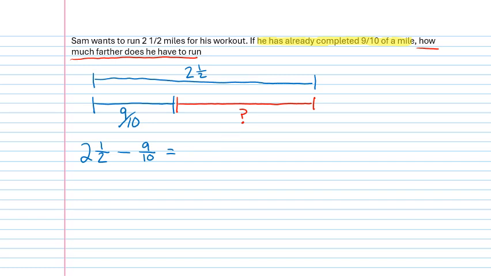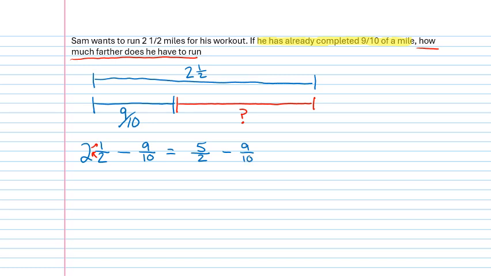All right, so we're subtracting here. We have a mixed number and a fraction. So I'm going to focus on that mixed number right here and convert that to an improper fraction. So we multiply 2 times 2 plus 1 is 5. 2 times 2 is 4 plus 1 is 5. So that becomes the improper fraction, 5 over 2, and then we're still subtracting this 9 over 10.